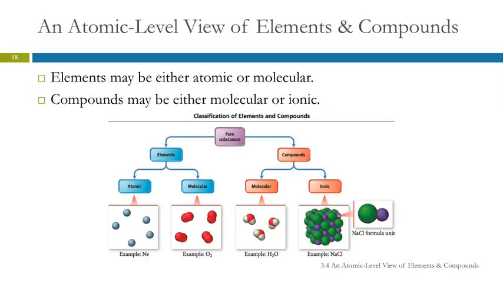So here we go again, classifying matter. We learned earlier that pure substances, we're not talking about mixtures now, but pure substances, can be either elements or compounds. Elements can be divided into two categories: atomic, where the individual pieces are individual atoms, or molecular, where you actually have molecules made from two or more atoms of the same element. For compounds, we can have molecular compounds with covalent bonds, or we can have ionic compounds with ionic bonds.